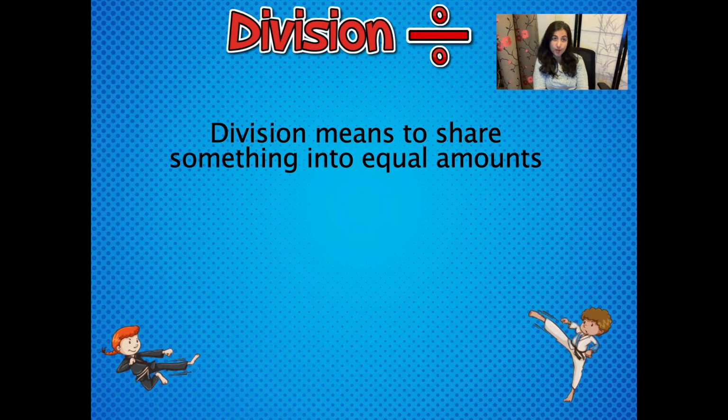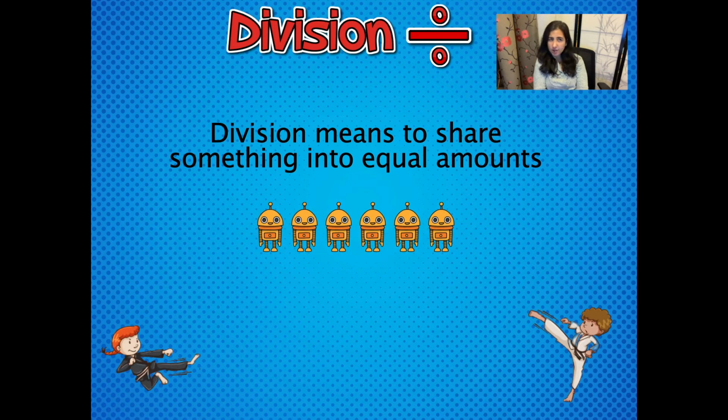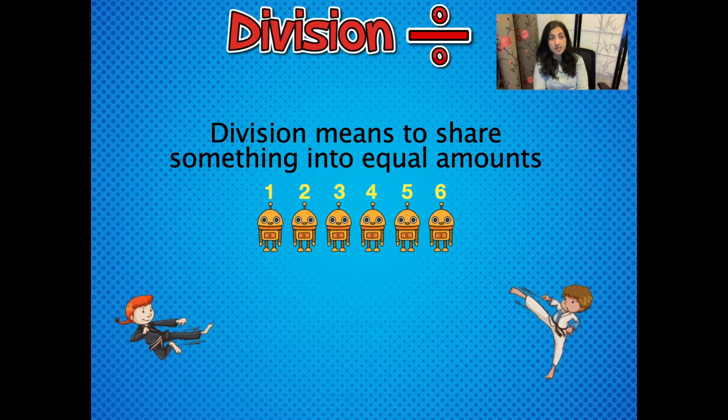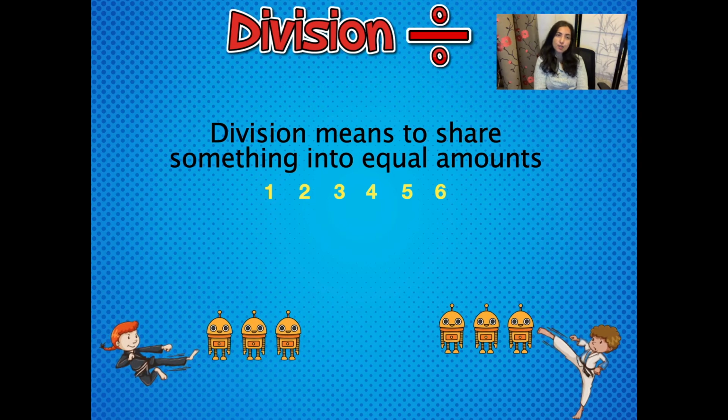How about now? We've got some really cool robots. Can you count how many robots? Good. 6 robots, right? And we have 2 players who want to divide 6 robots amongst them. How many do you think each one's going to get? Good. Each one gets 3 robots. So 6 divided by 2 players gives 3 robots each.